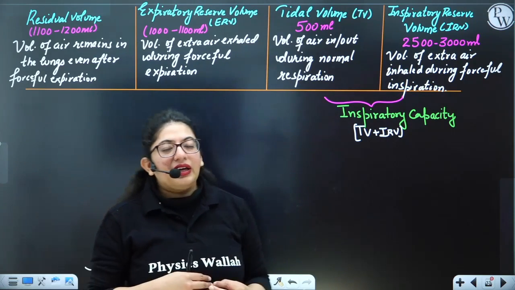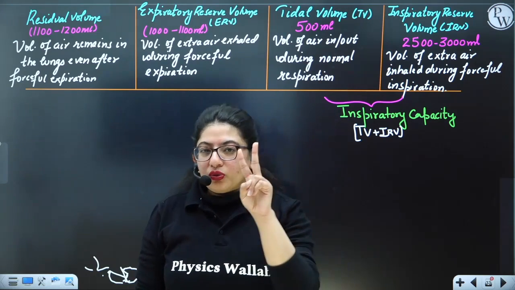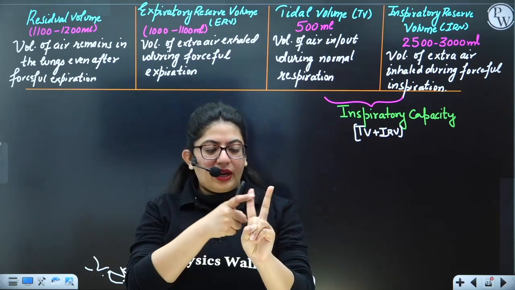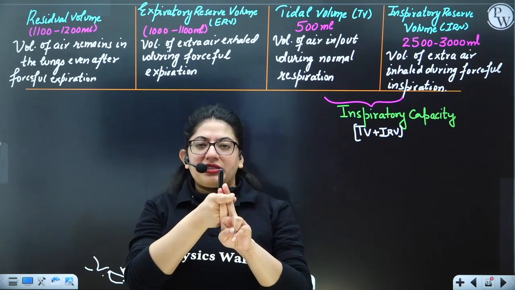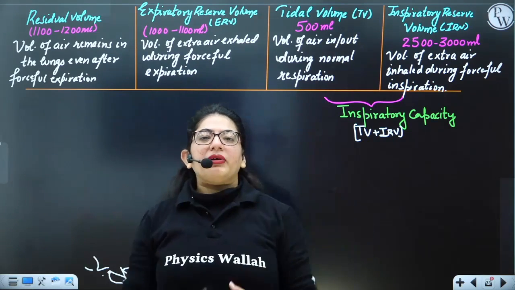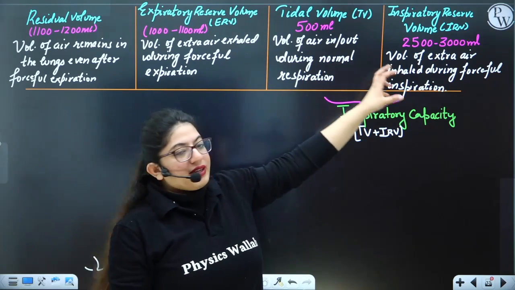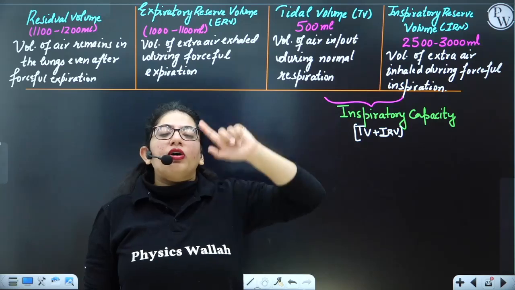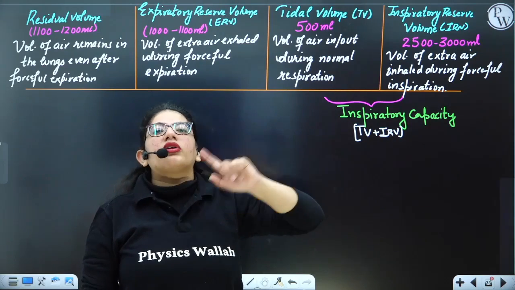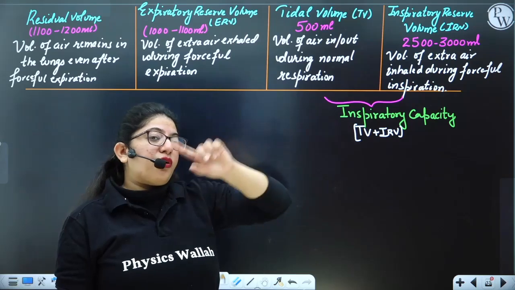Like if I say I am forcefully inspiring, I'm taking two volumes of air. One is tidal volume, another is extra, that is IRV. So the sum total is inspiratory capacity. So the total volume I'm taking is inspiratory capacity, which comprises the normal one and the extra one. So the definition of capacity will always start from total volume of air or the maximum volume.